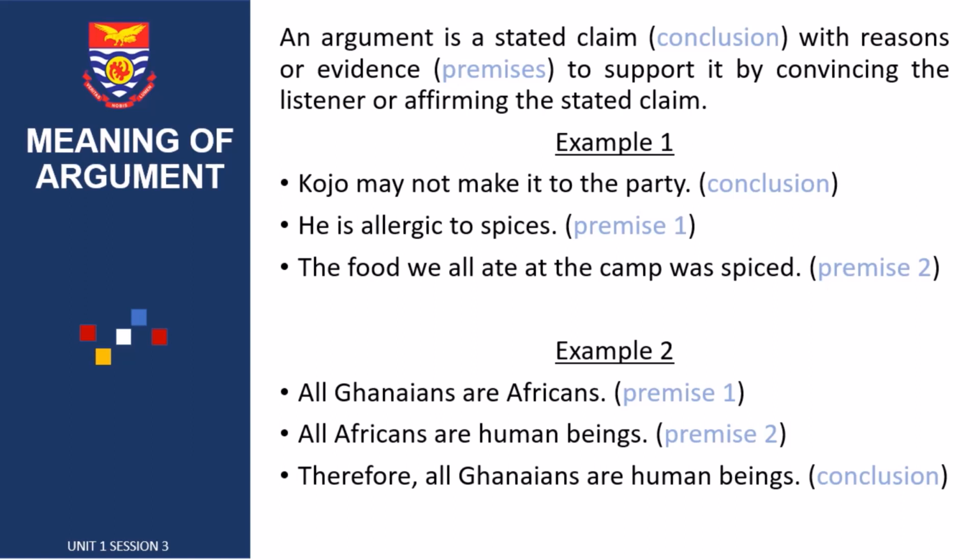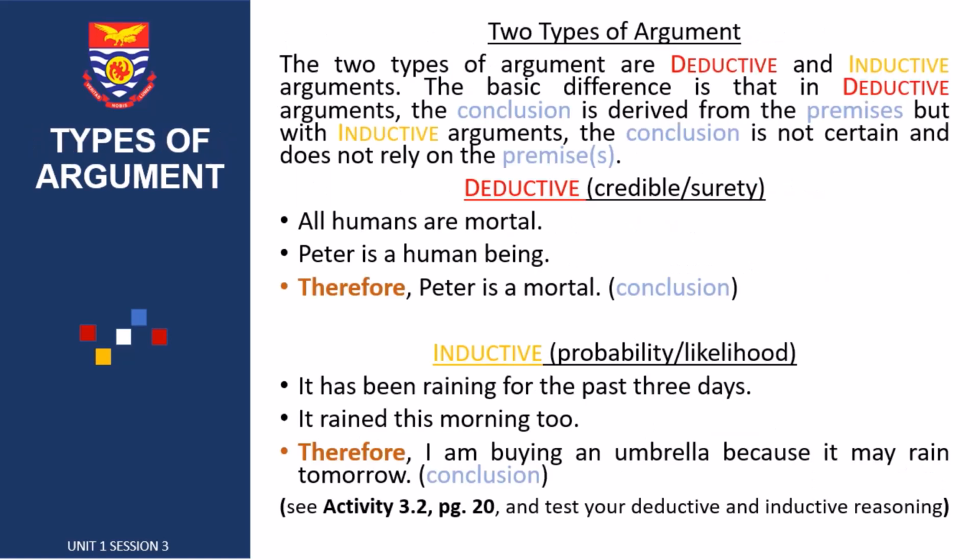So these are examples of arguments. You can go ahead and try an example for yourself. Write out an argument on your own. Now there are two types of arguments. There are the deductive and inductive arguments. Now you should note that the basic difference is that in deductive arguments the conclusion is derived from the premises, but with inductive arguments the conclusion is not certain and does not rely solely on the premises. So it could be anything. That's what happens in an inductive argument.